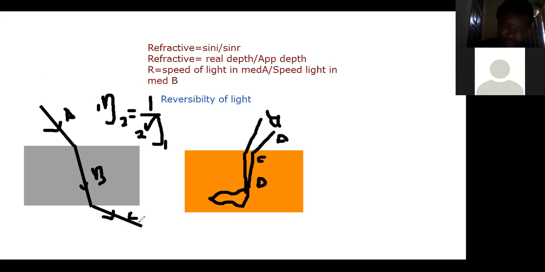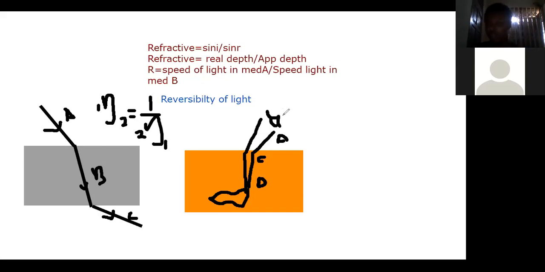Now, when light decides to move from beneath this medium to this point, it will still use the same route to that point. So that is what we term as reversibility of light. We are trying to say that the refractive index of light traveling from medium 1 to medium 2 should be equal to the reciprocal, 1 over the refractive index of light traveling from medium 2 to medium 1. That is basically what it means.